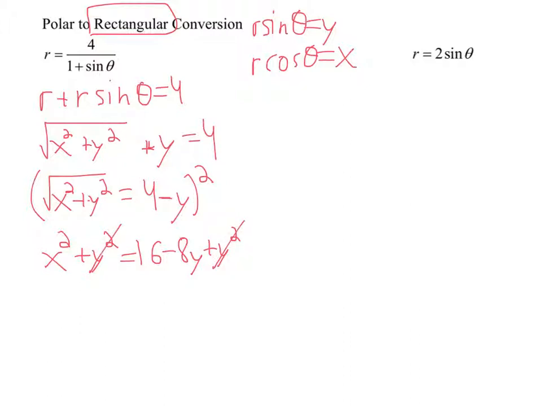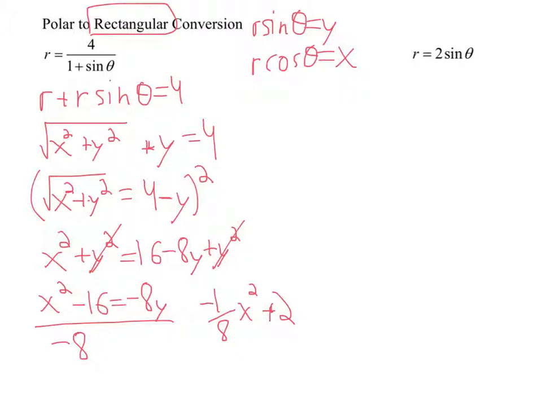And now, as is standard convention for rectangular form, we solve for y. So let me bring the 16 over. And now let's divide by -8. So we get -1/8 x squared plus 2 equals y. And this is a downward opening parabola, with a very wide U shape, and it's been shifted up 2 units.